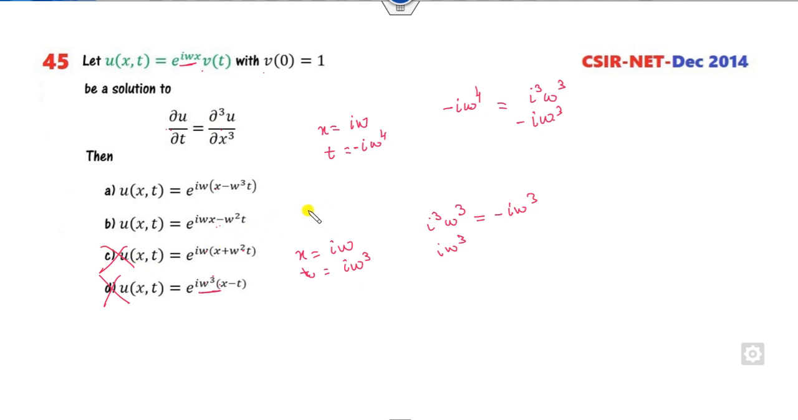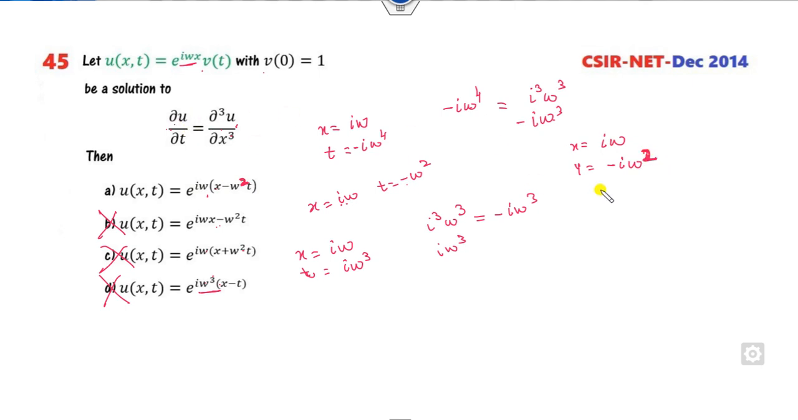If we look here, x is my iota omega, t is my minus omega square. If I substitute here, what is a cube? It's iota cube, but it should not be there. And all the options are cancelled out. We have to check this option again. X is my minus this. This is my x. Y is my minus iota cube. So is it possible? I think it must be omega square. It must be omega square. Then it is the right answer of this.